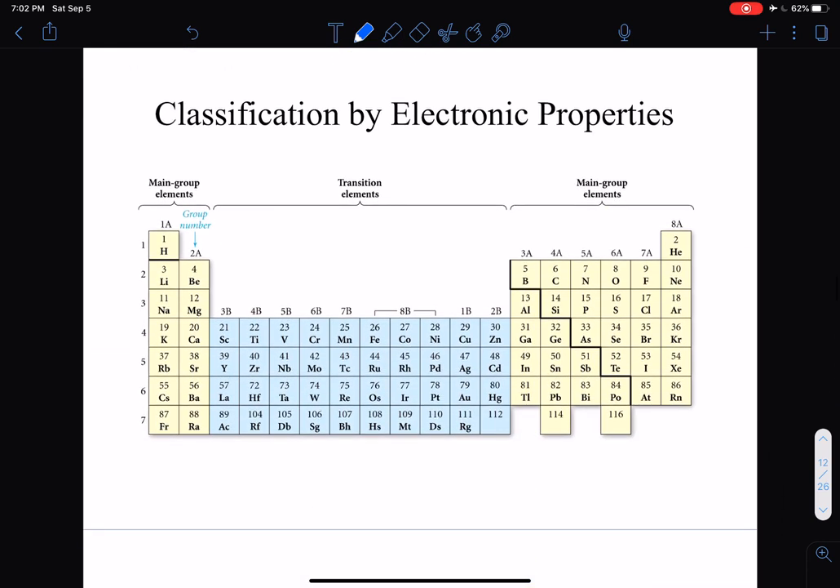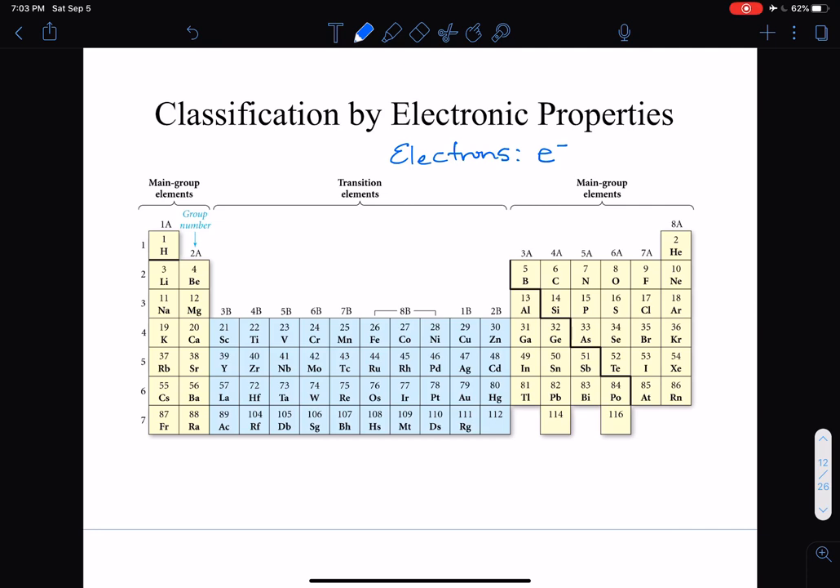Now let's classify our atoms by their electronic properties. If we're classifying things by electronic properties, this means what are the electrons doing? Electrons in this class, I'm going to symbolize with a little e and a minus symbol, okay? So what are our electrons doing? How many electrons do we have? How many are in the outer shell of our electron cloud, etc., because the electrons in our atoms are going to dictate what kind of reactions our elements are going to want to do.